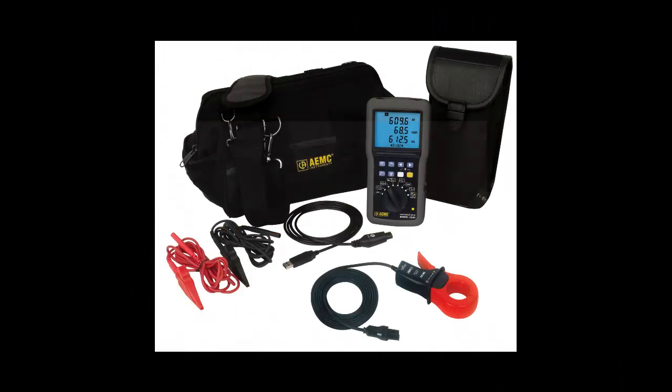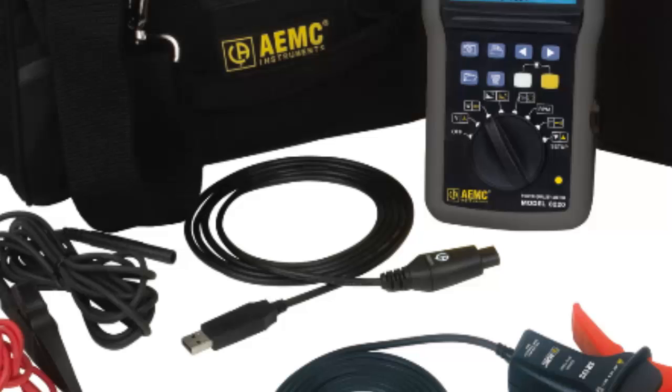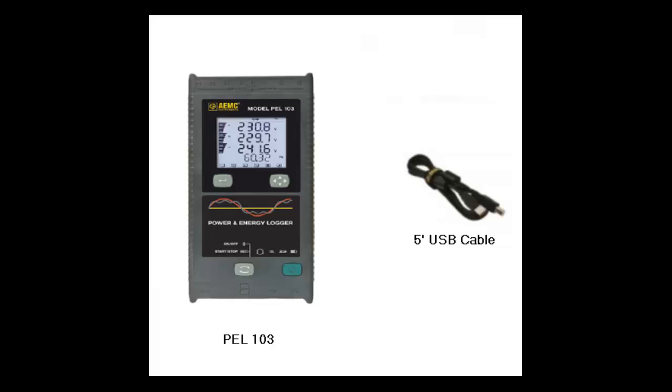When you purchase an AEMC instrument that connects via USB or serial connection, the appropriate cable comes as part of the product package. As we mentioned earlier, for demonstration purposes, we will use a PEL, which we will connect with a USB cable. To begin the connection process, plug one end of the cable into the instrument, and the other end into an available USB port on the computer.